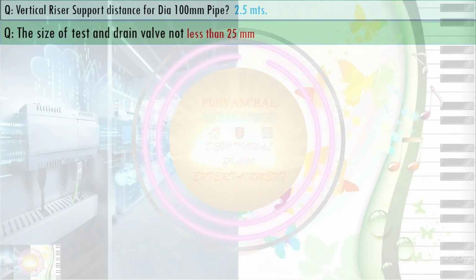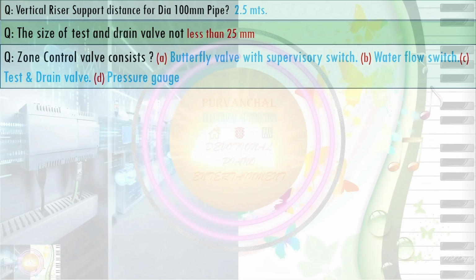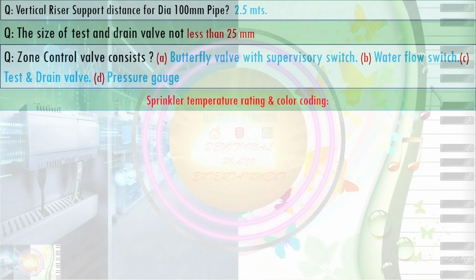The size of the test and drain valve. The minimum valve size should be 25, then we can go to a maximum of 50, 75, 100. Zone control valve consists of a butterfly valve with a supervisory switch, water flow switch, test and drain valve, and pressure gauges.